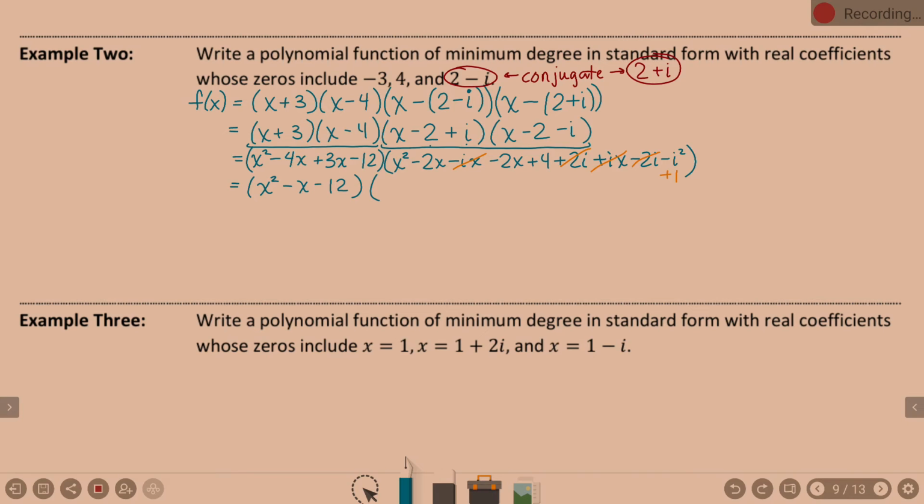So clean this up. I have x squared minus 2x, so minus 4x, plus 4 plus 1 is plus 5. And FOIL again. 3 by 3, so 9 more terms.